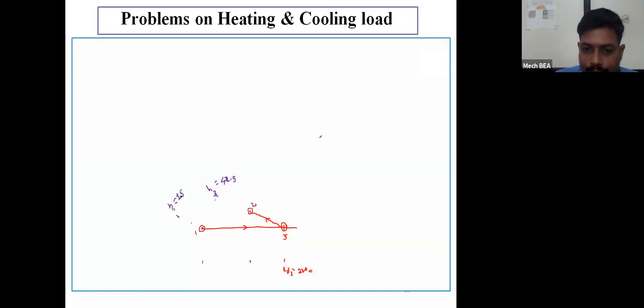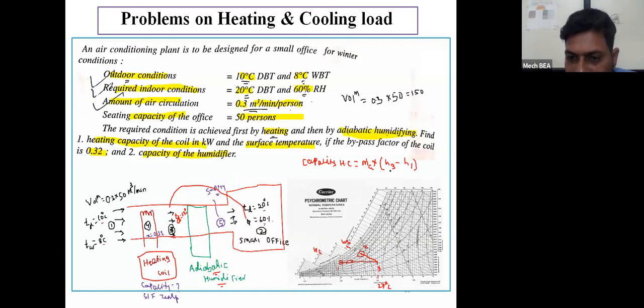So here, as I know the value of H3 and the value of H1, only the value of m_a, the mass of air, is unknown. So how to calculate the mass of air? Here I know the volume of air which is passing through the coil, or through this apparatus. What is the volume? 0.3 into 50 meter cube per minute, which is equal to 15 meter cube per minute.